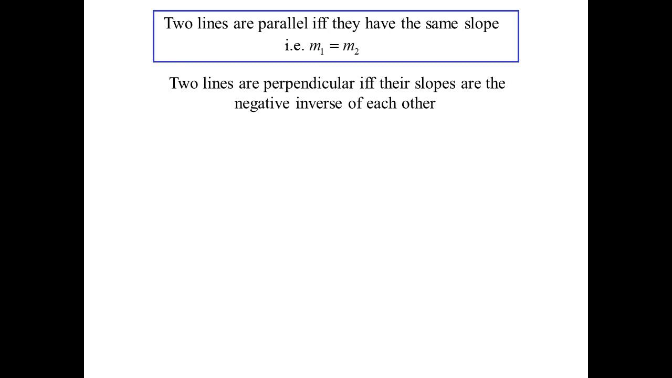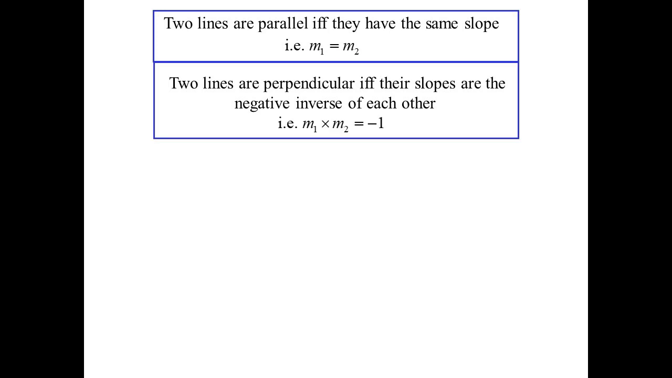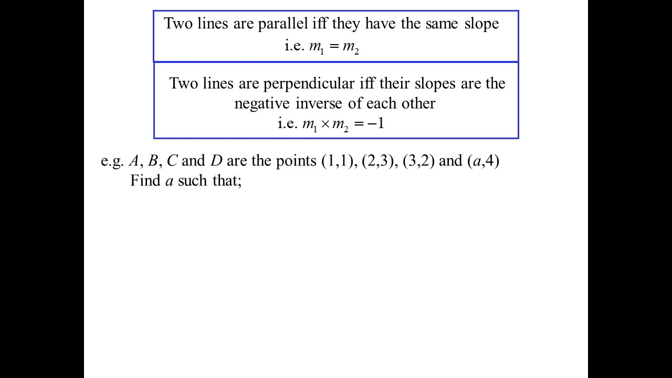Two lines are perpendicular if their slopes are the negative inverse of each other. In other words, their slopes multiply together to give -1. And that one also reads backwards. So if you know that they multiply together to give -1, you can conclude that the lines are perpendicular.